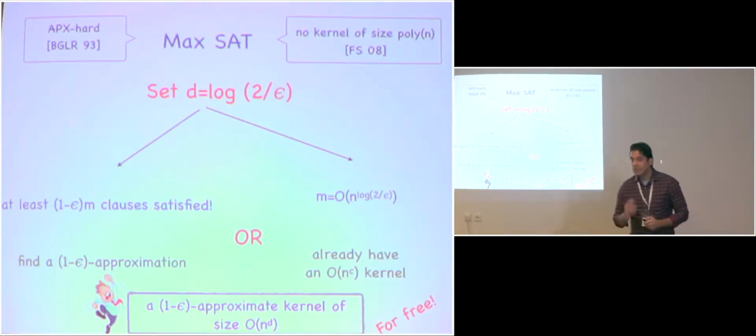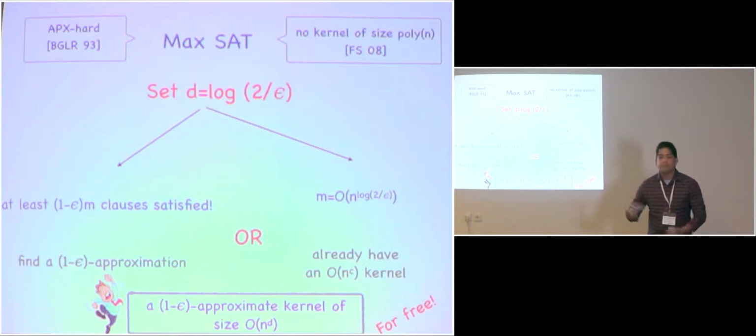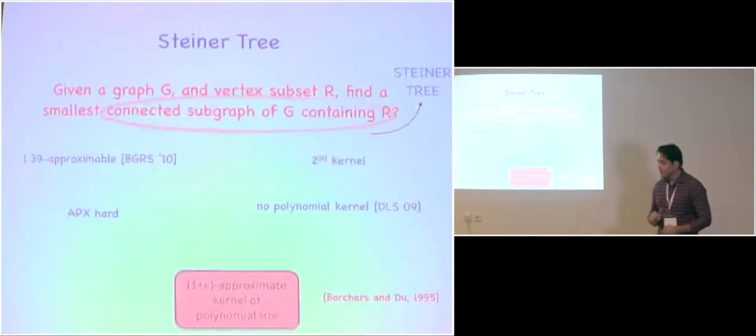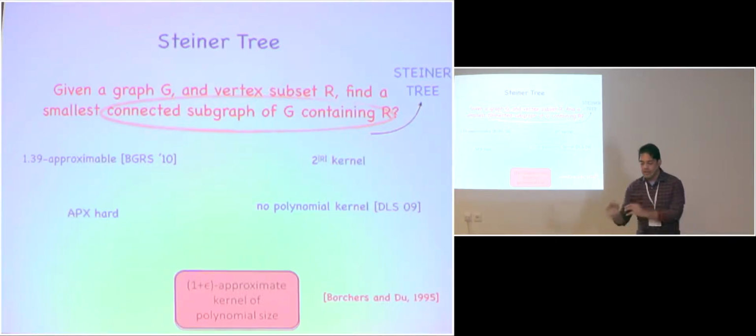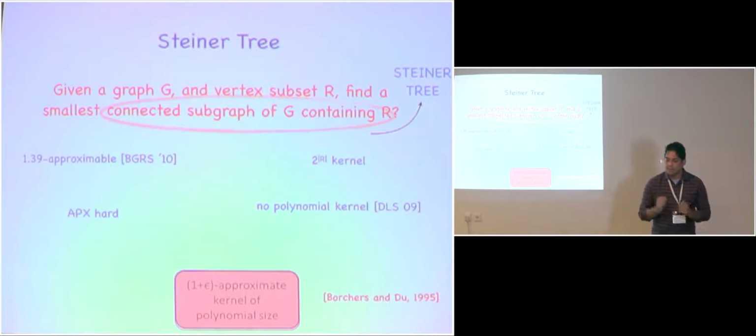Actually, it turns out this is not the case. And in fact, approximate kernels have been around in the wild for many, many years. So here is a quick example. Do you know the Steiner tree problem? If you don't, let me tell you. If you do, let me remind you. So in the Steiner tree problem, you're given a graph G and a vertex subset R, and the objective is to find a smallest connected subgraph containing R. This is what is called a Steiner tree.